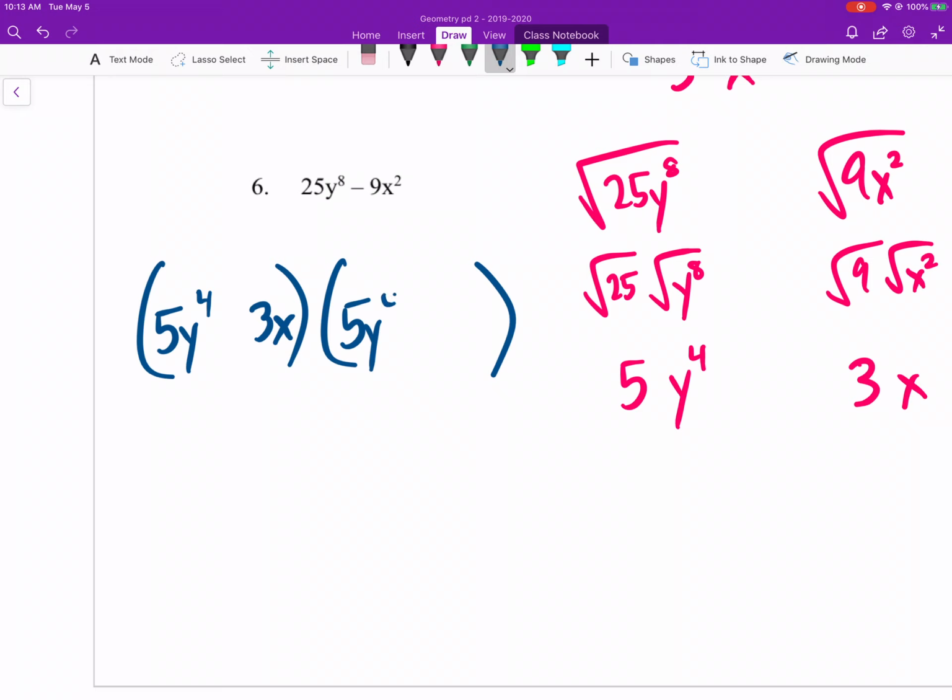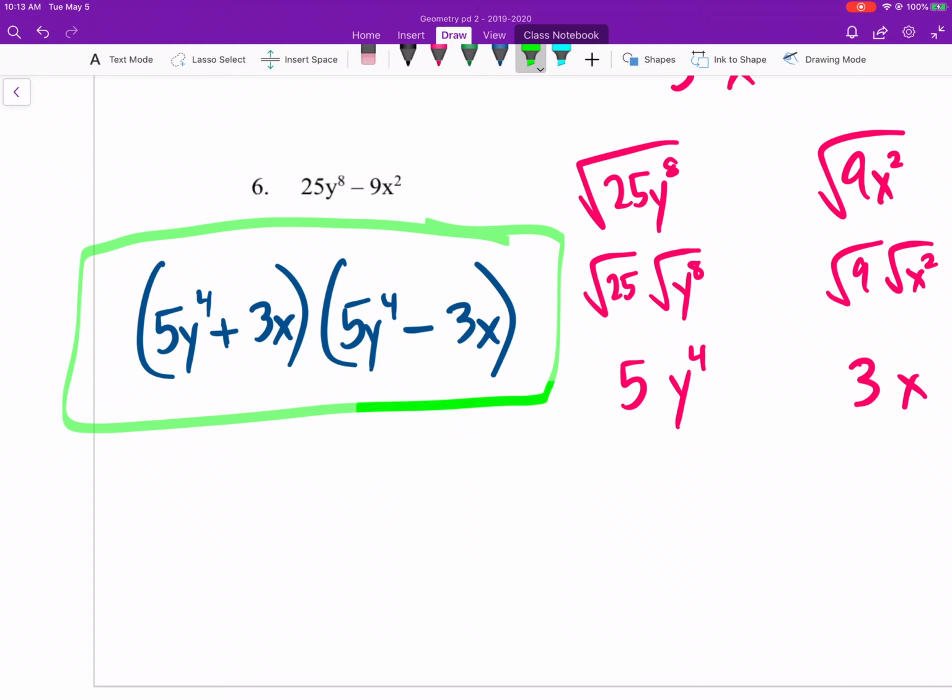5y to the 4th and 3x. And remember, you have to have a plus and a minus. And that's it. You're done. Remember, if you multiply that out, you could try it using the box method. If you multiply those two out, you get the original.